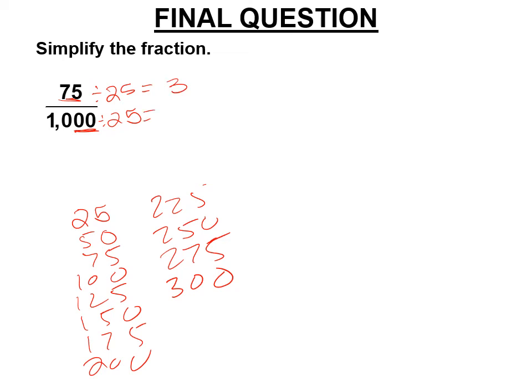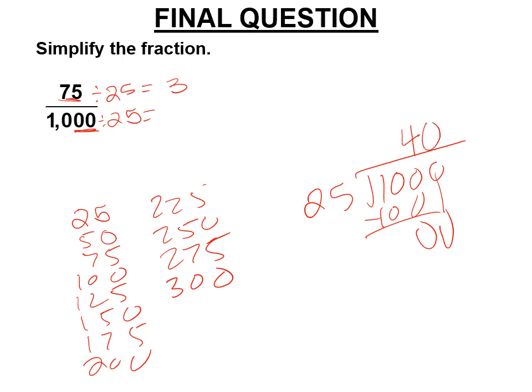You might sit there and do long division, but I think you can do it in your head, right? Because 100 divided by 25 is 4. So what's 1,000 divided by 25? Well, it's 40. And so this simplifies to 3/40.